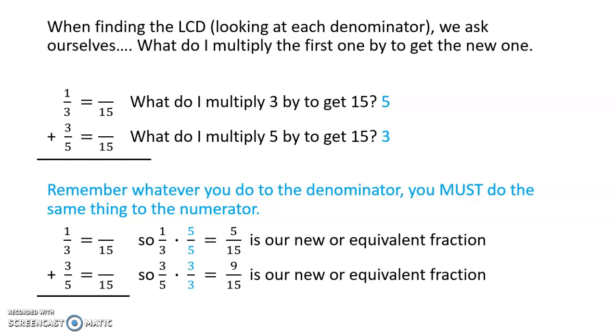The answer is 3. So remember, whatever we do to the denominator of a fraction, we need to do the same thing to the numerator. So multiplying 1/3 by 5, we multiply the numerator by 5 also. So 1 times 5 gives us 5 for a new or equivalent fraction of 5 over 15. And then for 3/5, we're going to multiply by 3. So multiplying our numerator by 3, 3 times 3 gives us 9. So our new or equivalent fraction is 9 over 15.